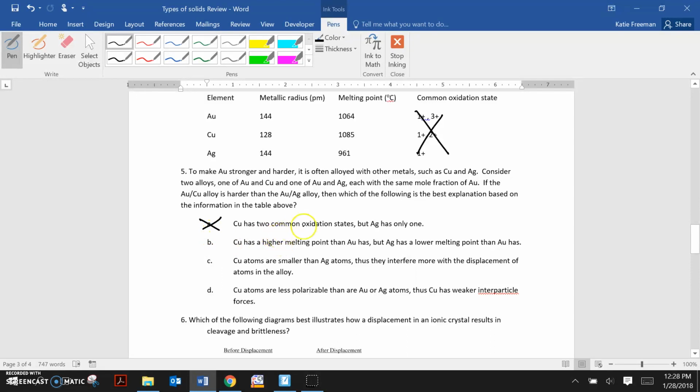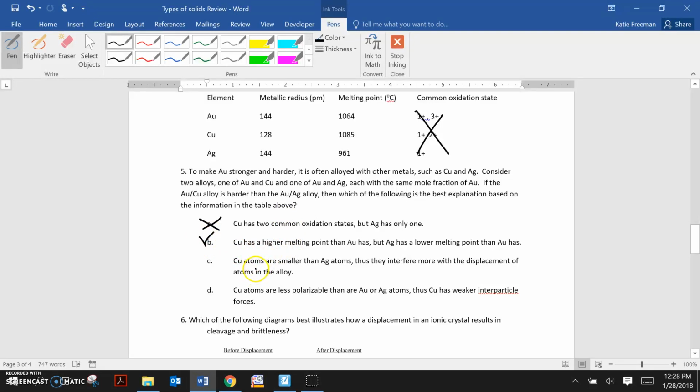Copper has a higher melting point than gold, and silver has a lower melting point than gold. Okay, so let's just break that down. We're told that the gold-copper alloy is harder than the gold-silver alloy. Sorry, I'm having a hard time saying alloy right now. So could melting point play a factor? Maybe, so we'll leave that in there. We're not going to rule that one out just yet. That could be an option.